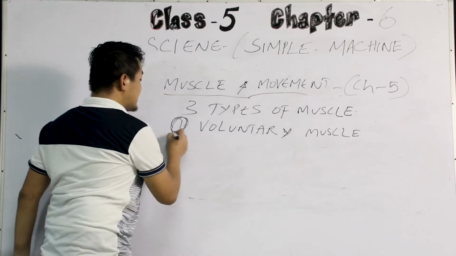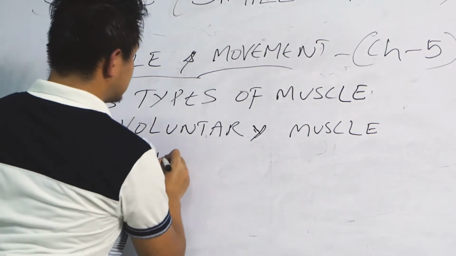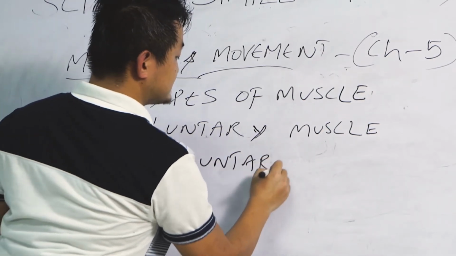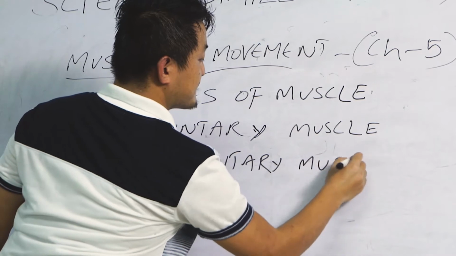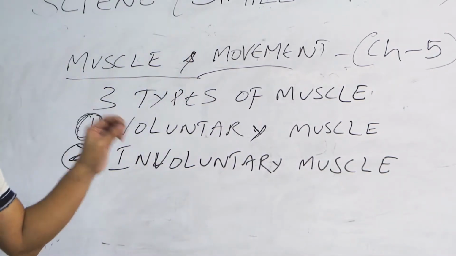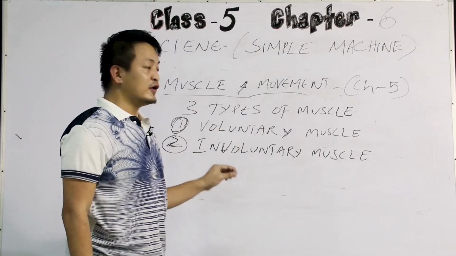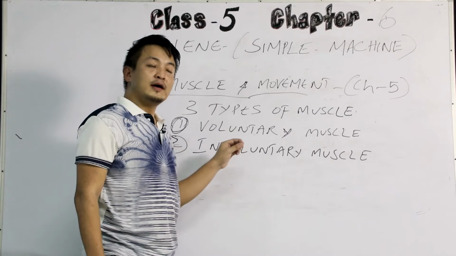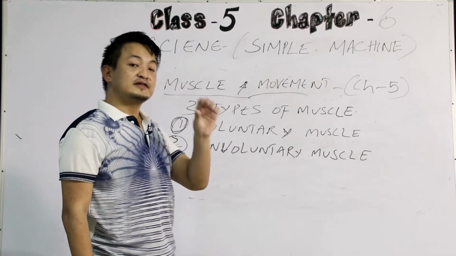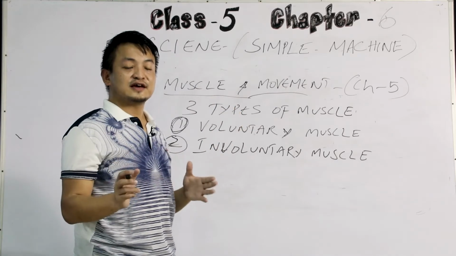Now, the second type of muscle will be involuntary muscles. Involuntary muscles means the muscles which are not in our control. You might not be aware, but even inside our eyes, there are muscles. They are not in control. That is not up to you. You don't decide that.